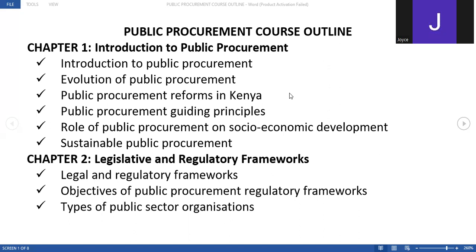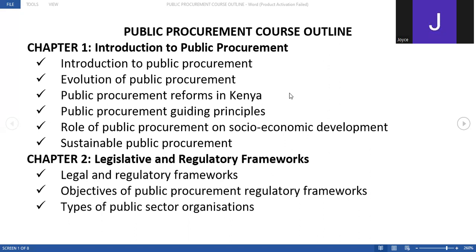So here we are talking about public procurement and social development. When you're talking about procurement, you also need to look at the social factors the same as the economic factors. And these also will take us through what is called sustainable public procurement. And sustainability is all about ensuring that what you produce is not going to harm any individual or the public at large. Chapter 2 is about legislative and regulatory framework.